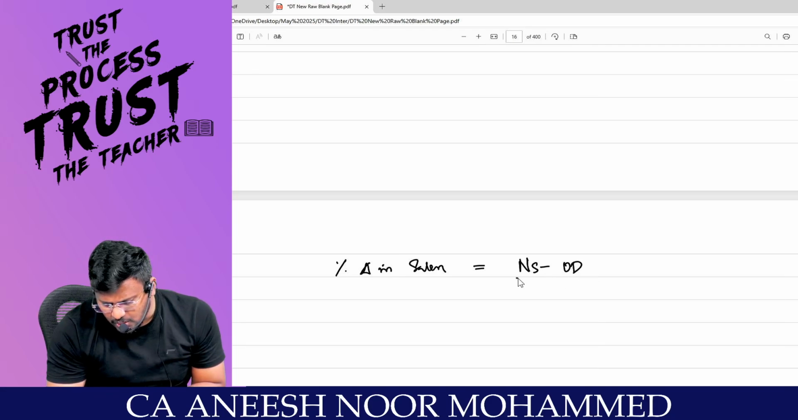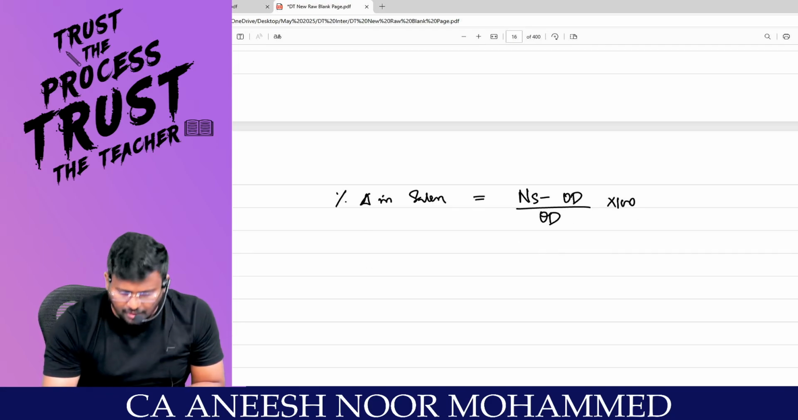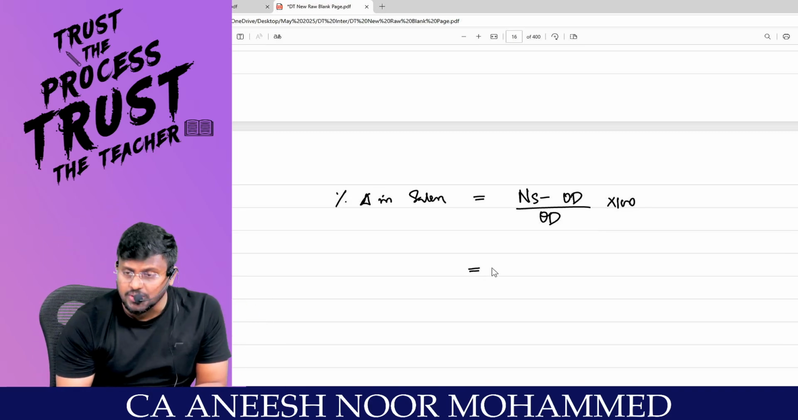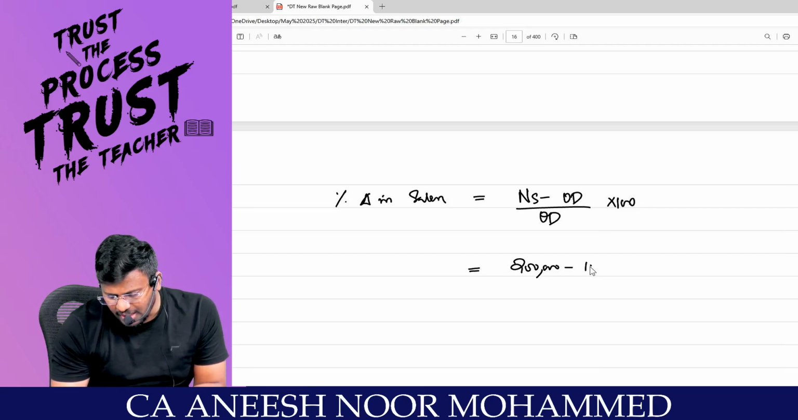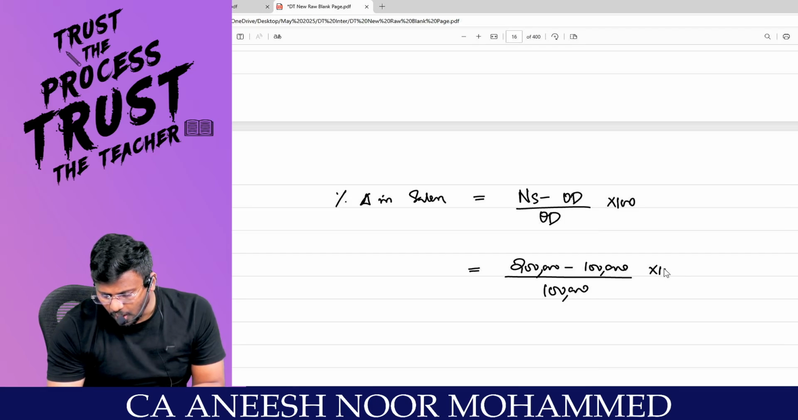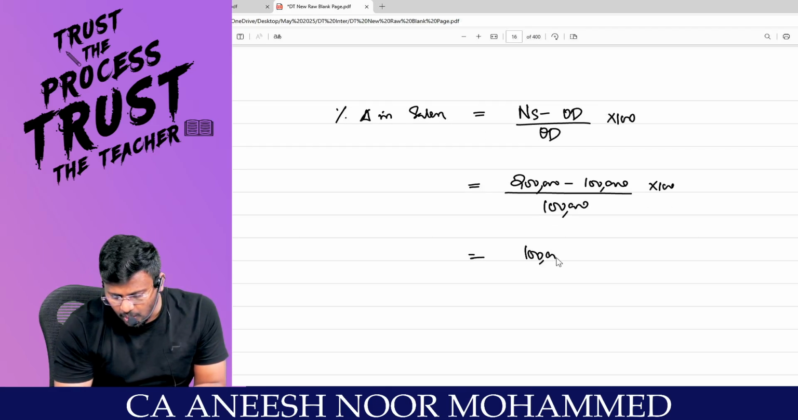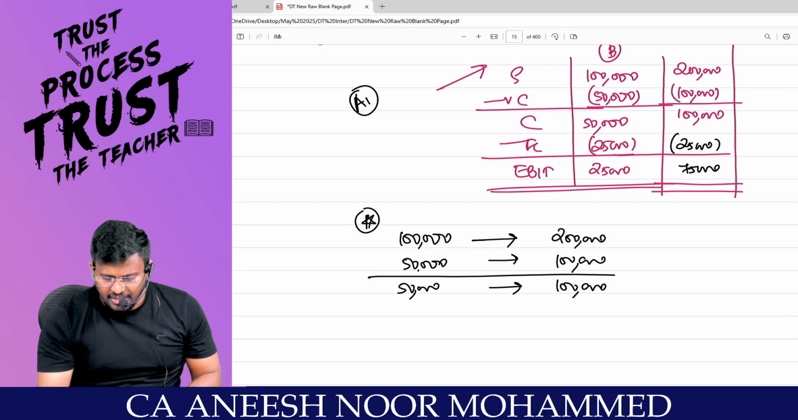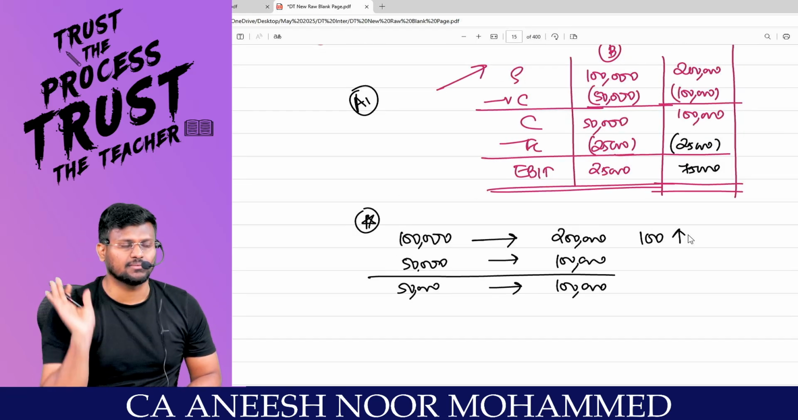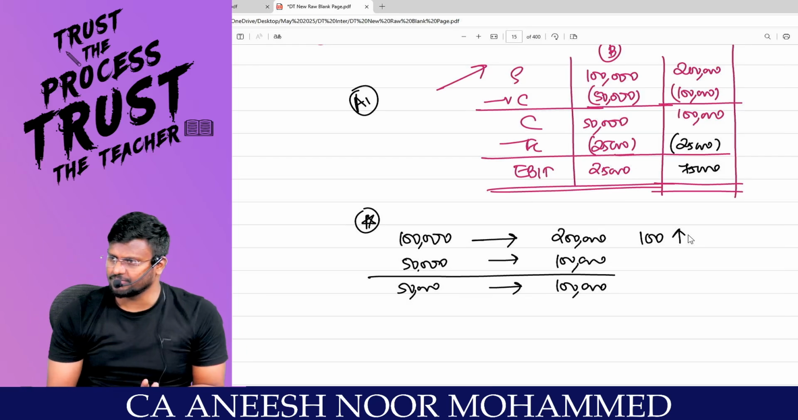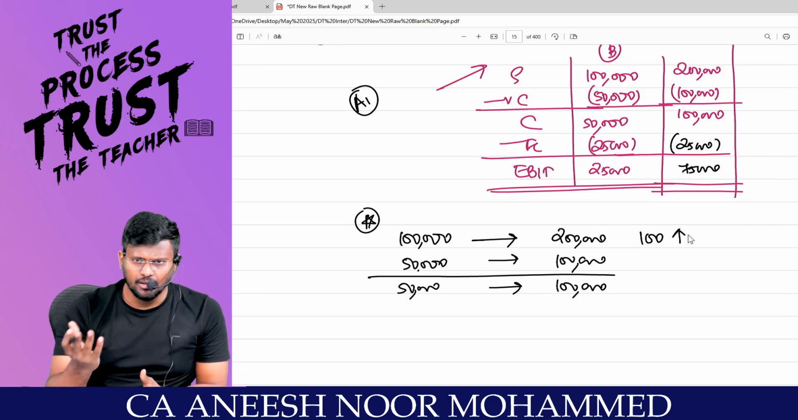New sales minus old sales divided by old sales into 100. Tell me, what is the new sale? 2 lakh. Minus what is the old sale? Divided by what is the old sale? 1 lakh into 100. That means 1 lakh divided by 1 lakh into 100 comes to 100%. The subject is saying that there is a 100% increase in sales. 1 lakh sales has become 2 lakh sales. There is a 100% increase. Any problem till now?